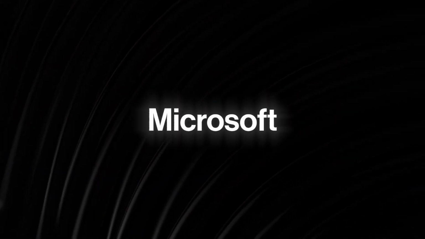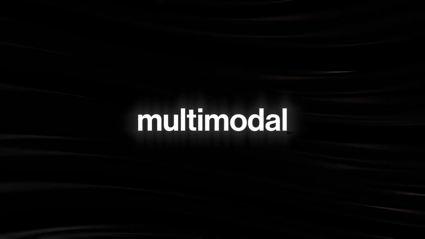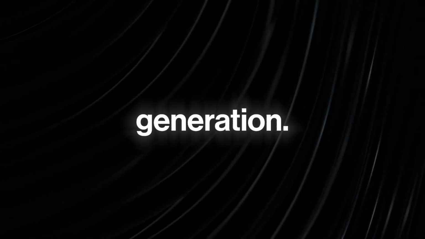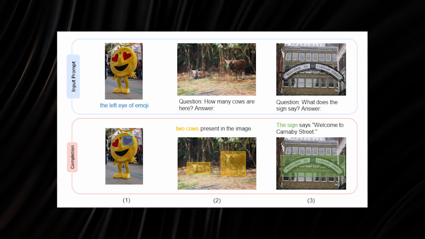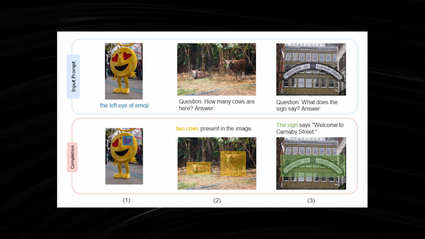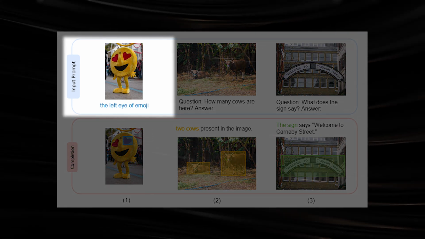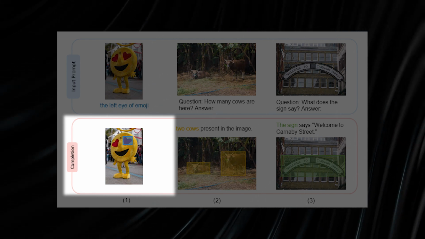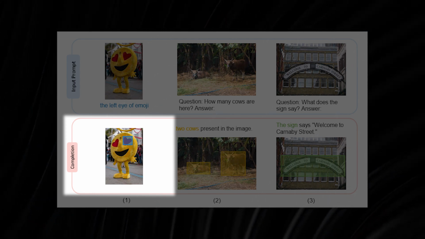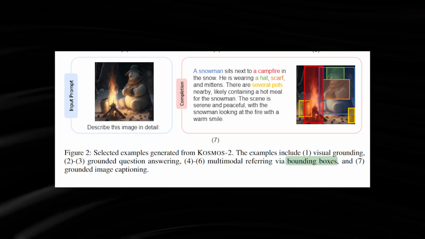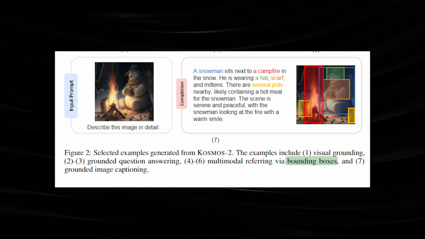In the research paper, Microsoft demonstrated the capability of KOSMOS 2 to take on several tasks such as multimodal grounding, multimodal referring, perception language, as well as language understanding and generation. In this example here, KOSMOS 2 is provided with a picture and a text prompt to which it is expected to respond. For the demonstration, KOSMOS 2 is provided with a picture of an emoji and a specific instruction to highlight the left eye. And as you can see in the completion section below, the model properly identifies the left eye of the emoji with a bounding box. In case you don't know, a bounding box is an imaginary rectangle or square that outlines the position and size of an object in a picture.